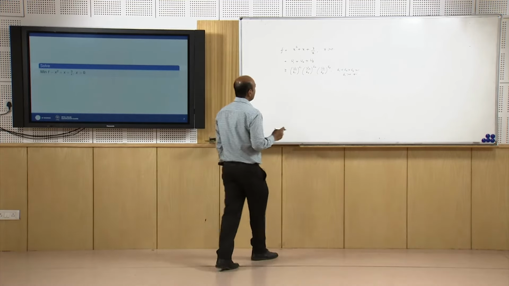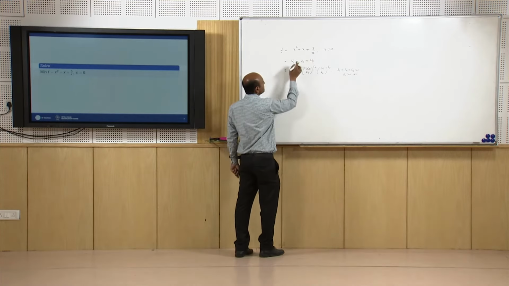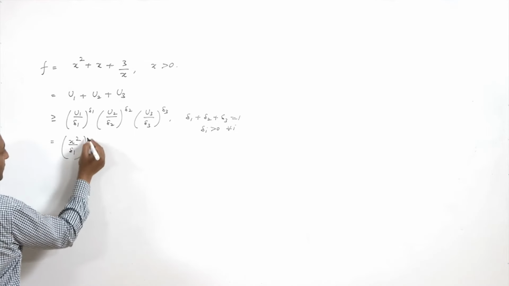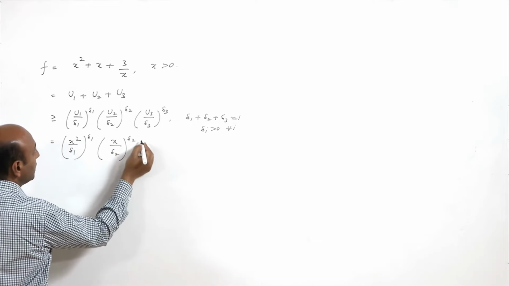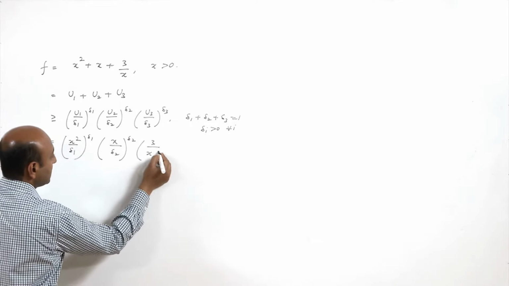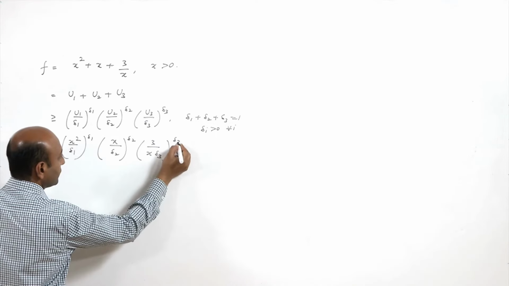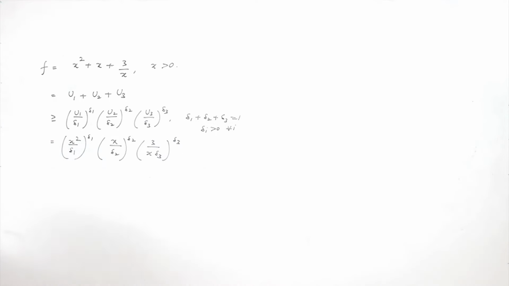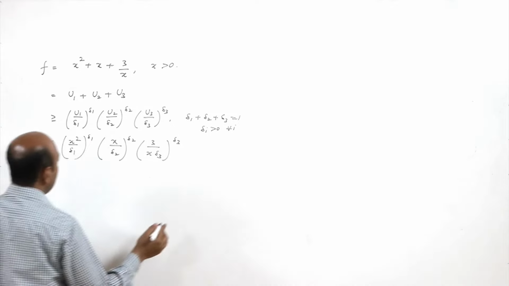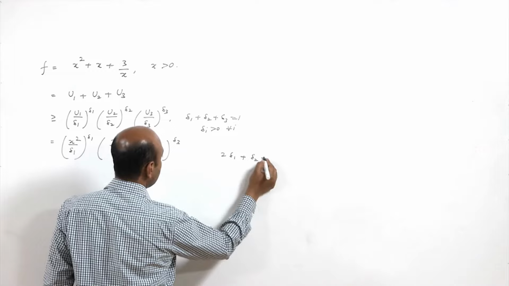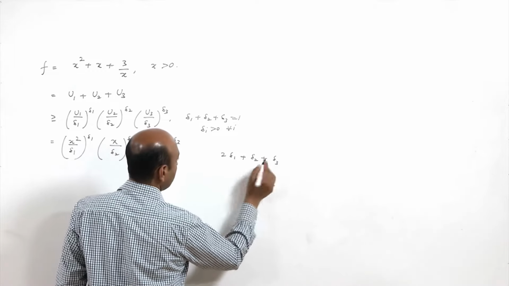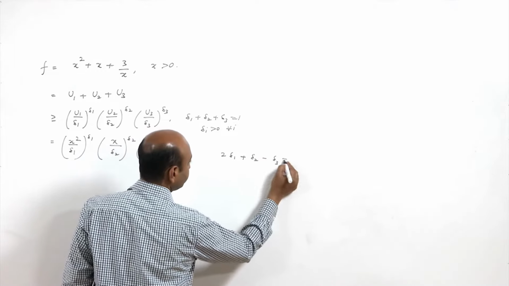So, what will be the equation? When you substitute it here, it is x square upon delta 1 whole raised to power delta 1, x upon delta 2 whole raised to power delta 2, 3 upon x delta 3 whole raised to power delta 3. So, when you collect the power of x and put it equal to 0, we obtain 2 delta 1 plus delta 2 plus delta 3 minus delta 3 equal to 0.